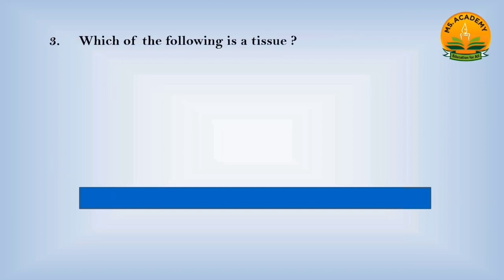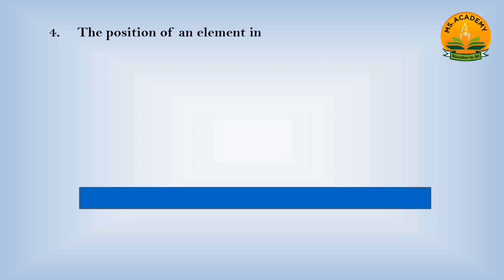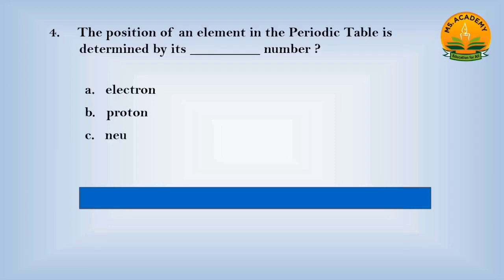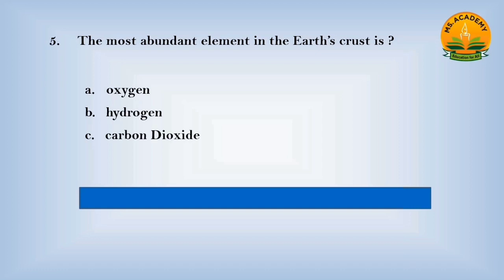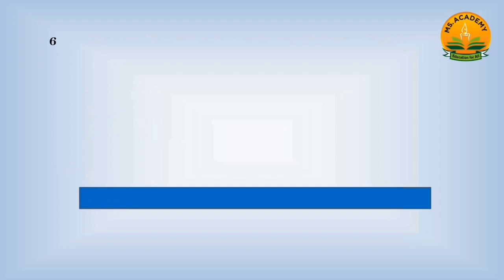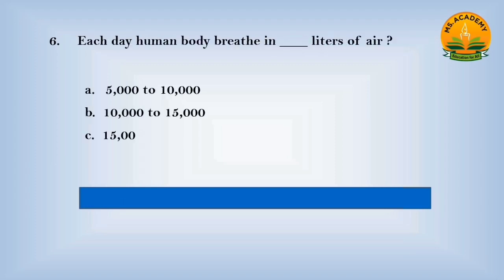Which of the following is a tissue? A. Blood, B. Lung, C. Kidney. Answer is A. Blood. The position of an element in the periodic table is determined by its dash number. A. Electron, B. Proton, C. Neutron. Answer is B. Proton. The most abundant element in the earth crust is A. Oxygen, B. Hydrogen, C. Carbon dioxide. Answer is A. Oxygen.